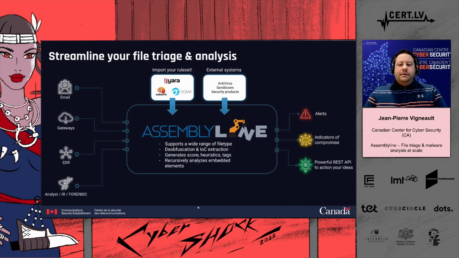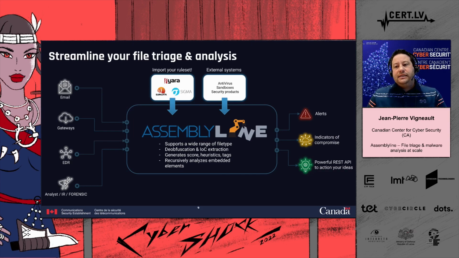So Assemblyline is designed to handle all of the files coming into your environment. As you can see on the left, that can be places like email attachments coming into your environment, file downloads through gateways, files from your EDR platform, or files to support analysts, incident response, or forensic teams.